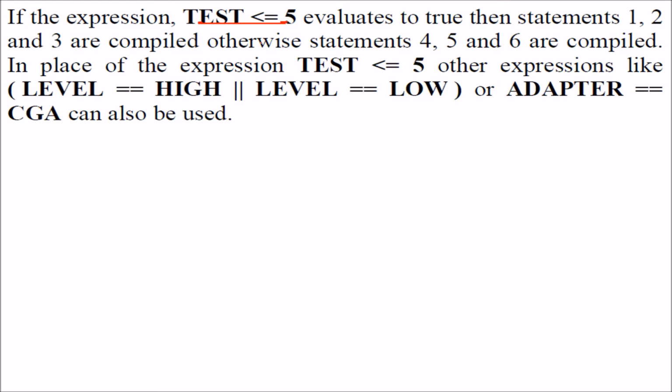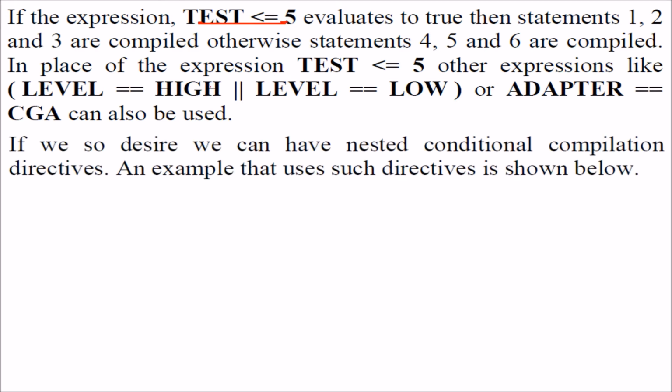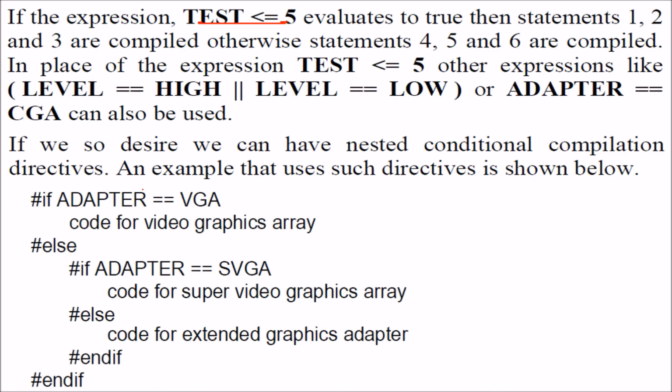Why do we use it with #define? Because we want some hardware checking also. Say if the adapter is VGA, video graphics adapter, or it is SVGA. So if the adapter is VGA, this code you want to run. Otherwise, if it is SVGA, you want to run this. Otherwise, this one. If both are not there, this will be run. So now you have made it very open for all kinds of graphics, and this program is going to work for all the graphics you have.